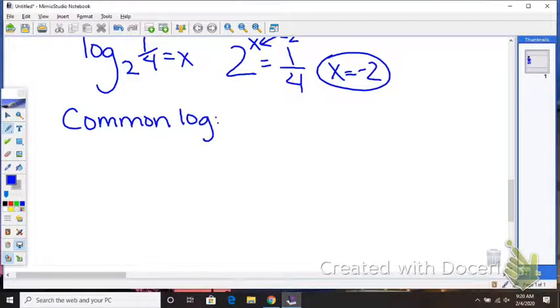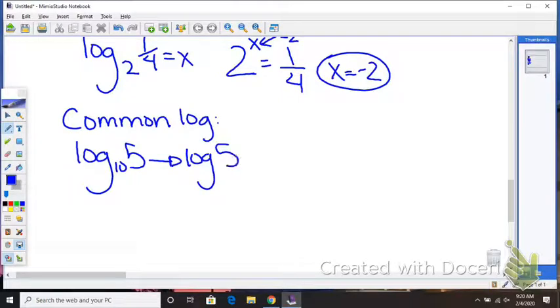And what's special about the common log, so if I give you log base 10 of 5, you're not going to see it written like this. You're going to see it written like this. Log of 5. It's kind of like the square root. You don't put the little 2 there for the square root, or x to the first power. Anytime you see log and a number, you assume that the base is 10. You just don't write it. We like that because we can type that in our calculator. So if you just type log of 5, you can get an answer.